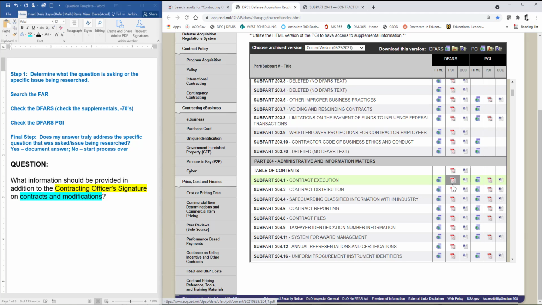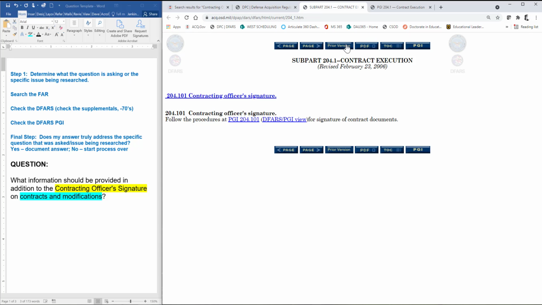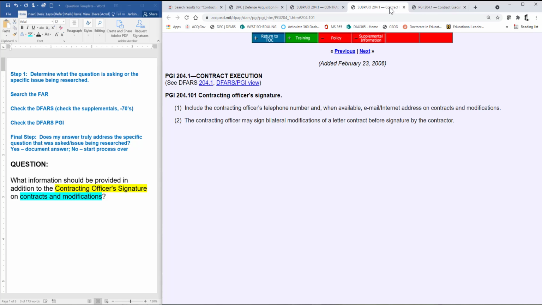I'm going to open this one up in a new tab. And up here at the top, you can see they're right here. So when I click on this, it's just going to take me right here. So I'm going to go there. Oh, it's pretty short. It says contracting officer signature, follow the procedures of the PGI for signature of contract documents. So this PGI is what is right here, and just to prove that to you, if I click on that, you can see that these two things are exactly the same, okay? But anyway, here's the PGI, and it says contracting officer signature.